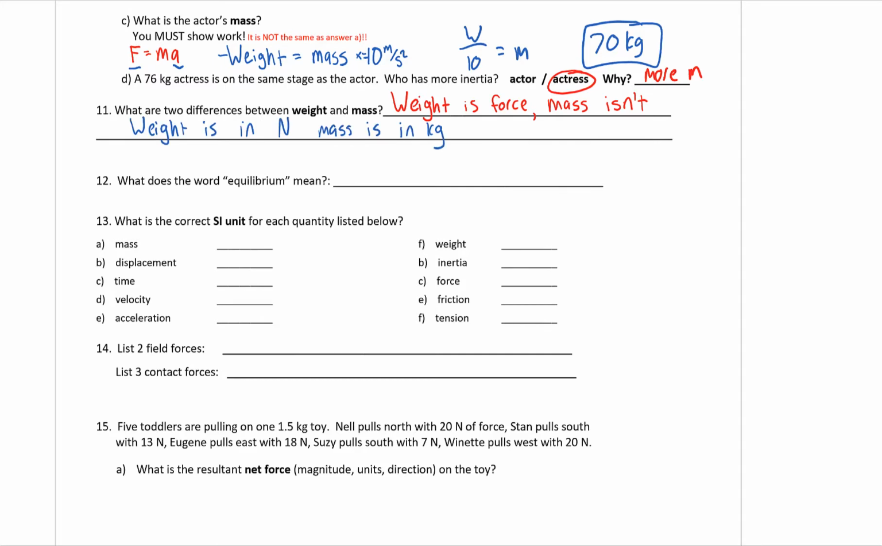So next we got the word equilibrium. Something is in equilibrium if there is no net force acting on it. Alternatively, which is the same thing, you could say that equilibrium is when an object is not accelerating. So no net force or not accelerating.